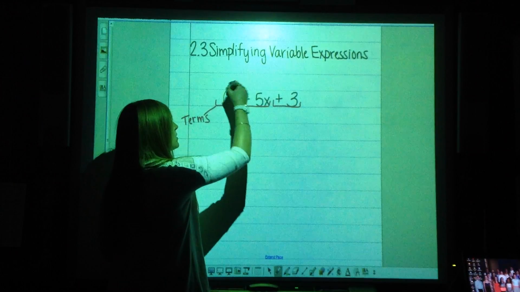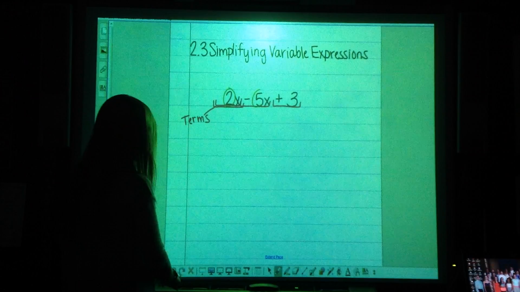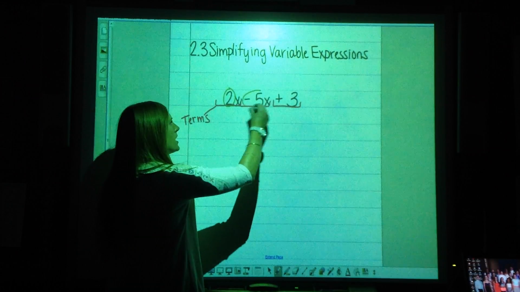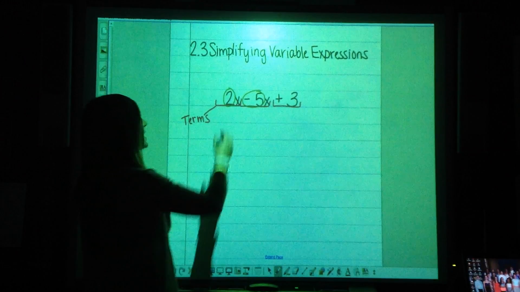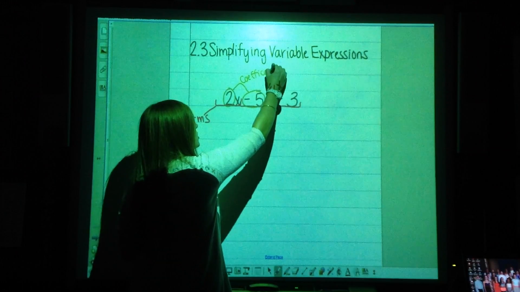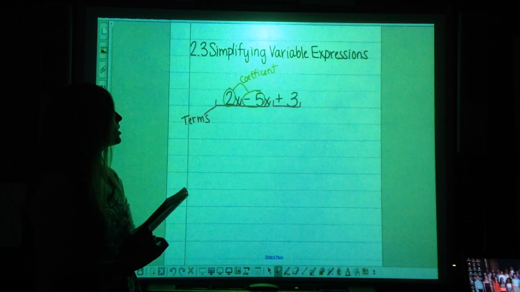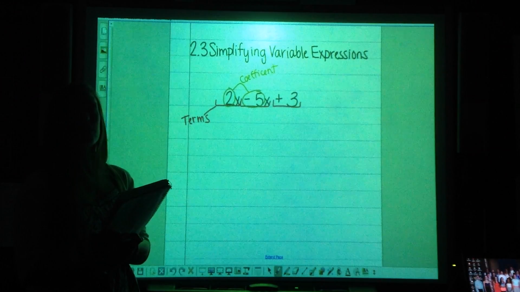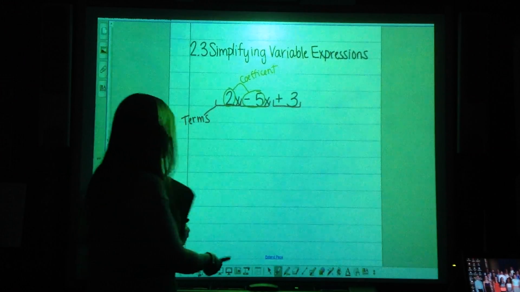So this is a coefficient. 2 is a coefficient, and negative 5 is a coefficient. Again, you're always going to want to take that sign out in front. A coefficient is just a number in front of a variable. That last number, that 3, does not have a variable. When a number or a term does not have a variable, that's called a constant.